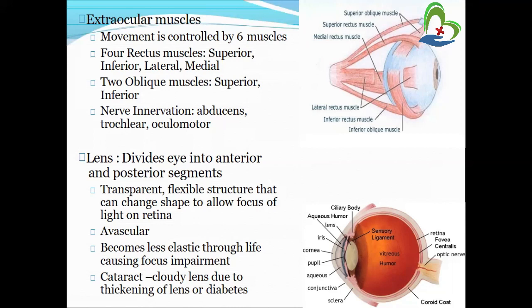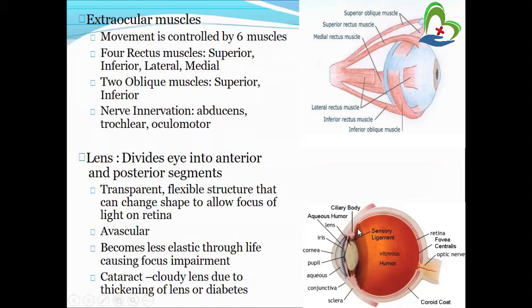Cloudy lens is due to thickening of the lens or diabetes. In diabetes, this kind of complication is most common. Cataract is very common in diabetic clients, and the lens becomes thick, and due to that thickness it becomes cloudy, and the image may be blurred or impaired, so we can't see anything properly.